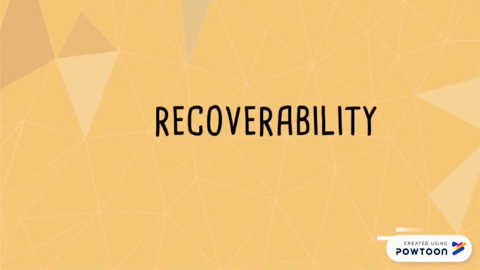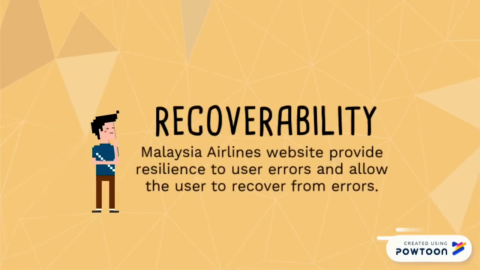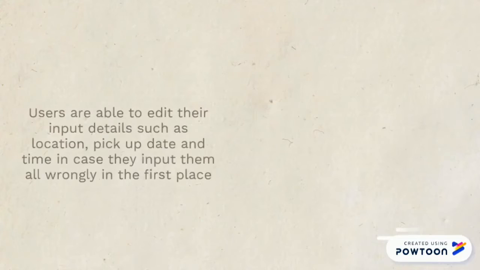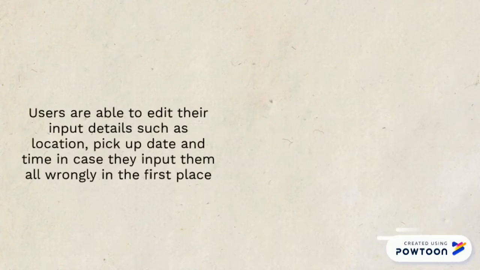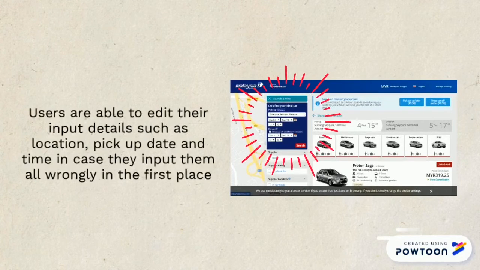The next principle is recoverability. This website or system provides resilience to users' errors and allows them to recover from the errors. For instance, users are able to edit their input details such as location, pickup date, and time in case they input them all wrongly in the first place.